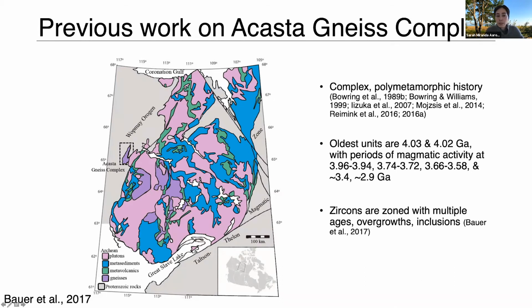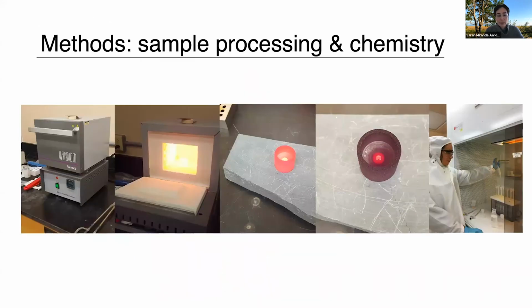We know that the oldest rocks are between 4.03 to 4.02 billion years old. And then we have these periods of magmatic activity that heated these rocks up. We're able to show this by looking at zircons, which I'm happy to talk more about if we have time during the Q&A.